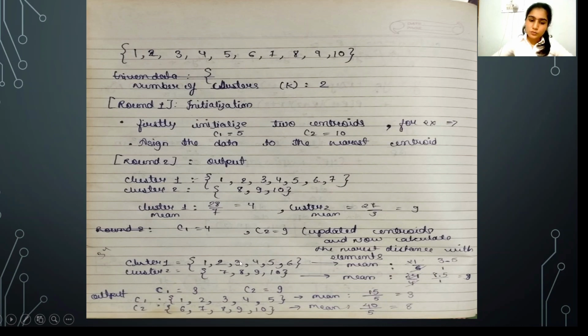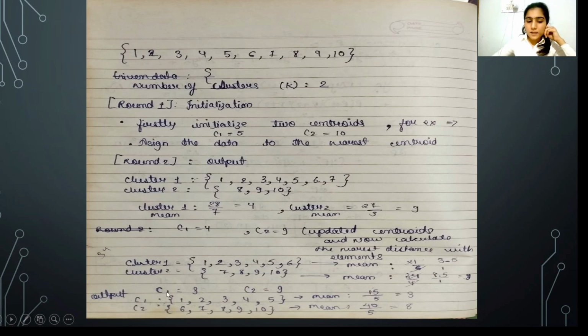distance. So here 1, 2, 3, 4, 5, 6 have nearest distance with 4, not 9, and 7, 8, 9, 10 have nearest distance with 9, not with 4. So the mean of this cluster 1 will be 3.5, and cluster 2's mean will be 8.5. So here we will take the approx which is 3 and approx of 8.5 which is 8.